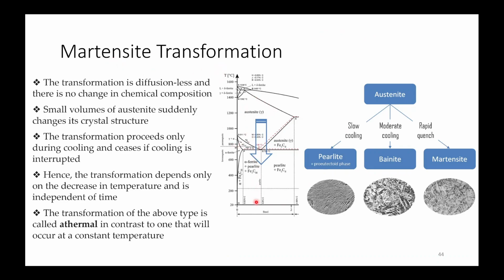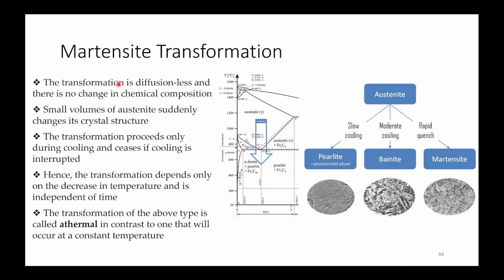Now this is your iron carbide diagram. In this case, austenite converts into low temperature phases. This cooling can be at different rates. If you are cooling it slowly, then it will convert into pearlite plus pro-eutectoid phases. This can be cementite or ferrite. If moderate cooling or air cooling is there, then it can form bainite or fine pearlite. If it is rapid quenching, then it will form martensite.